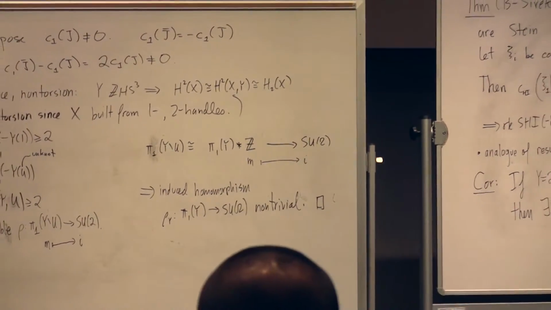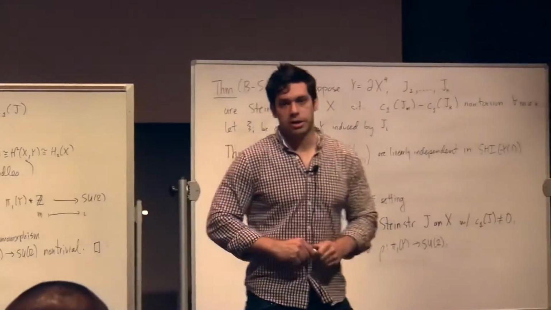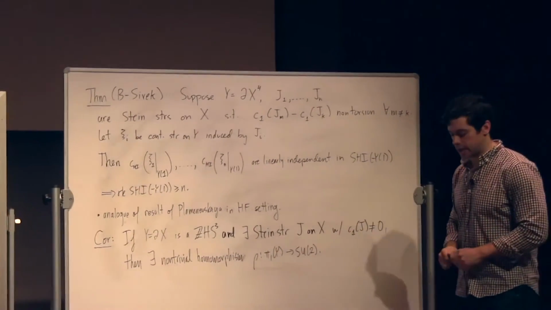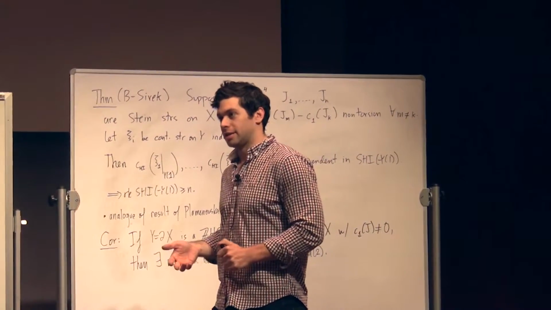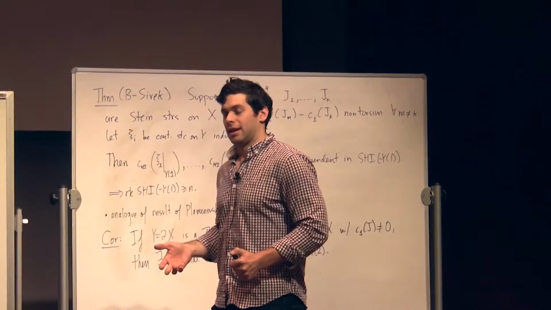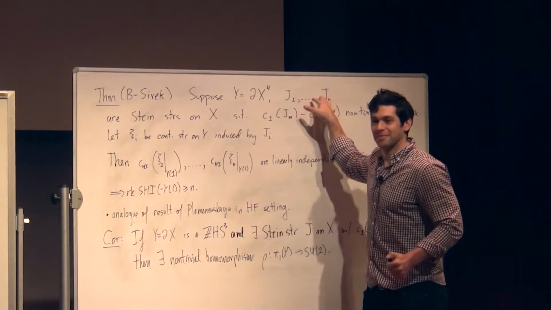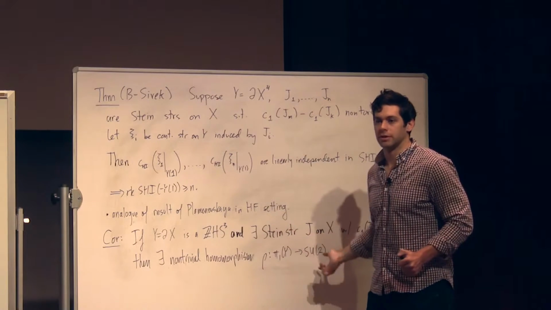If you're a rational homology sphere? So yeah, you can say things about rational homology spheres also. In fact, here's something you could say. You can say, if you have a rational homology sphere, and the order of the first homology is less than 5, and you have more than 5 Stein structures, then there has to be an irreducible homomorphism.